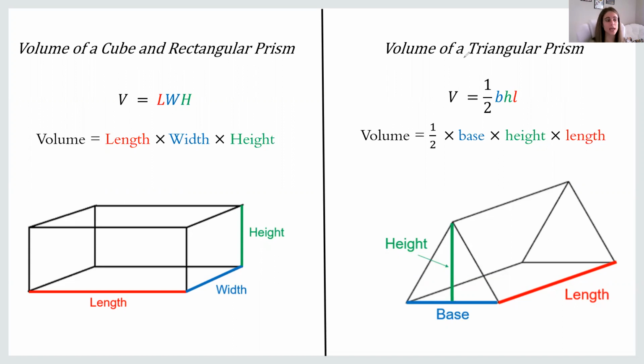length. In both of these cases, because we're finding volume and we're multiplying 3 different side lengths, we need to ensure that our labels are always units cubed, units to the 3rd power, because we're multiplying 3 sides.